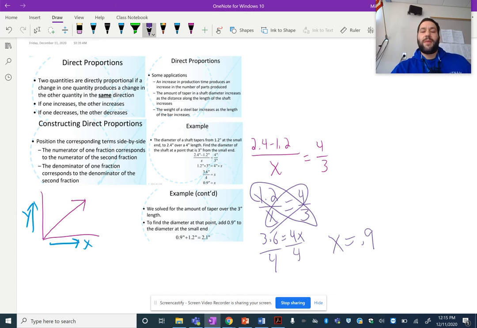But we need to remember that this means 0.9 inches from the 1.2 inch diameter at the beginning. So to find our final answer, we'd have to do 0.9 plus 1.2 to get a total of 2.1 inches as our answer.